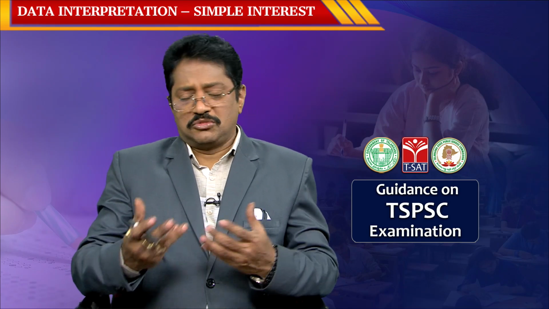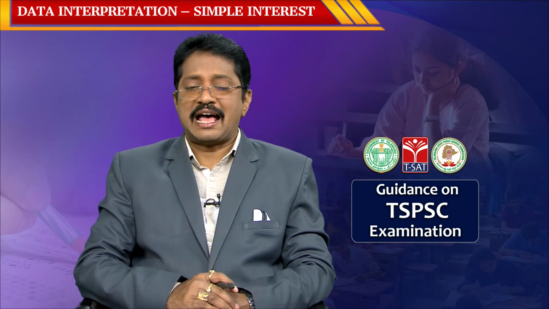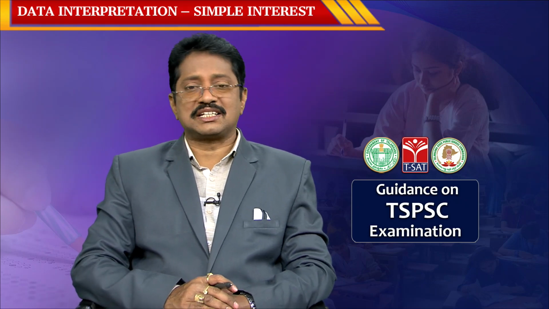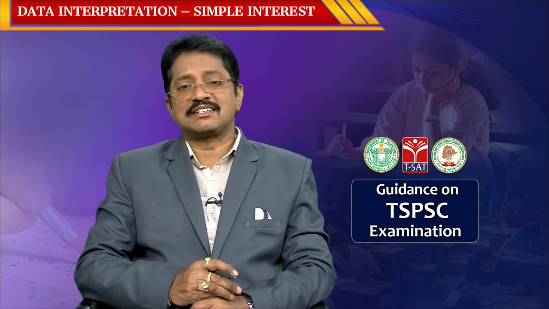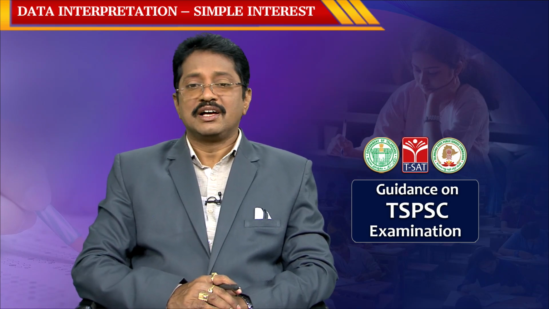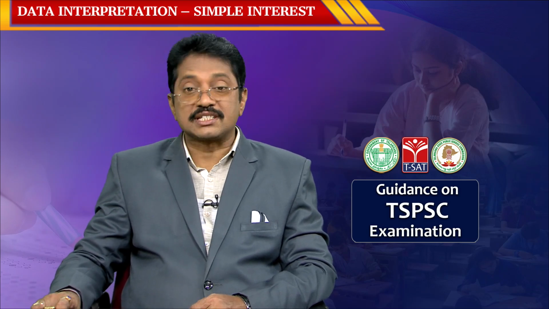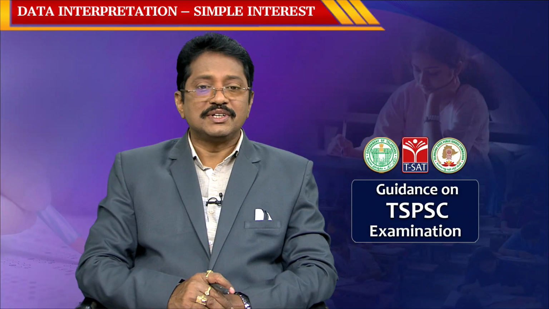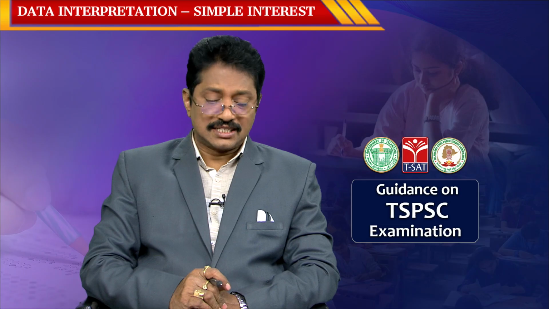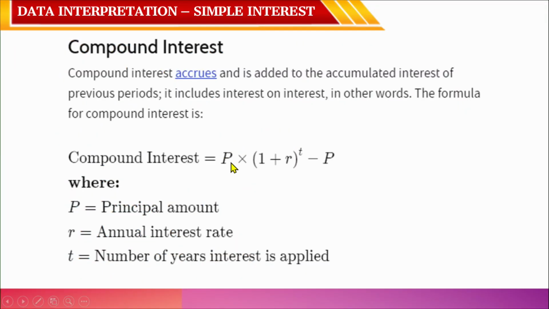Most of you use different financial apps for bank transactions and even regular financial transactions. Simple interest and compound interest are part and parcel of it. Now, what is simple interest? Simple interest is calculated using the following formula generally. We will say simple interest is PTR by 100, or PNR by 100; we will say PTR by 100.